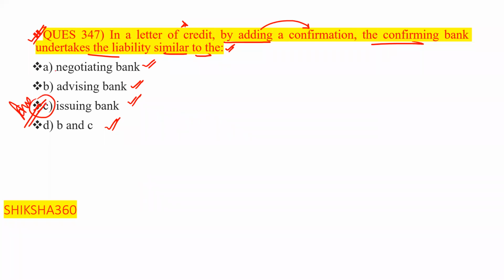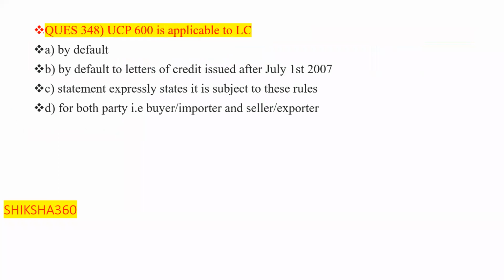Now move to the next question. Question number 348. UCP 600 is applicable to LC. UCP 600 is applicable by default to a letter of credit issued after 1st July 2007, when the statement expressly states that it is subject to these rules, for both parties, that is buyer importer and seller exporter. Clear? So please understand, this type of question has already been asked in the examination.